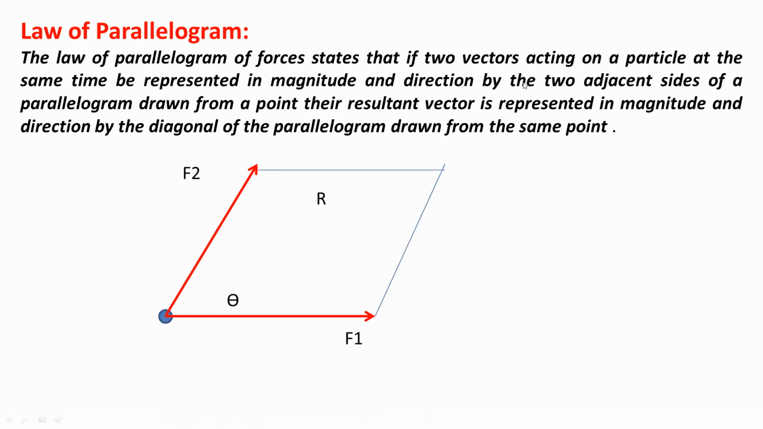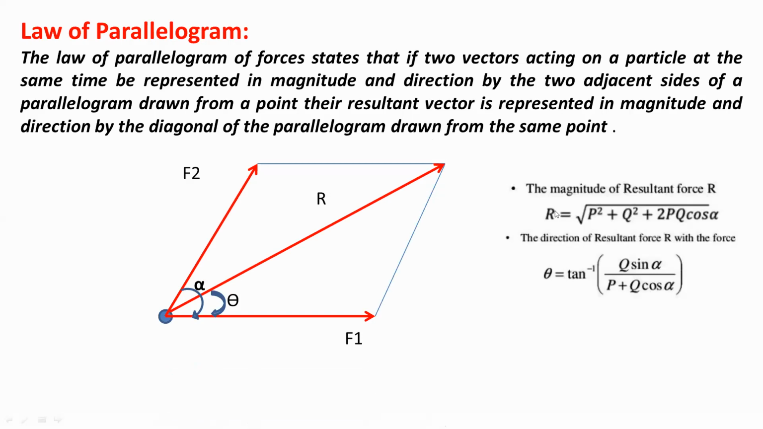So, the law of parallelogram of forces we can use for the concurrent force system if the forces are acting at a single point and the maximum number of forces is 2. In that case, we can use the law of parallelogram. So this is the equation for the resultant by using the law of parallelogram. It is the square root of p square plus q square plus 2pq cos alpha. And by using the theta relation, we can find out the angle of the resultant with respect to force F1.